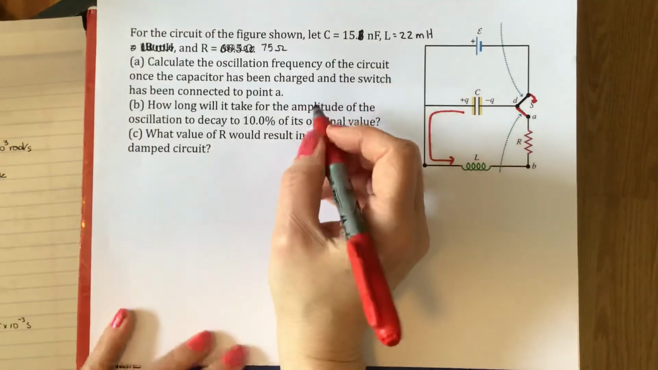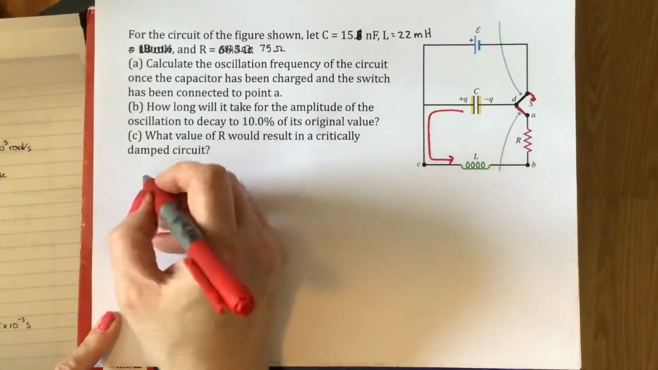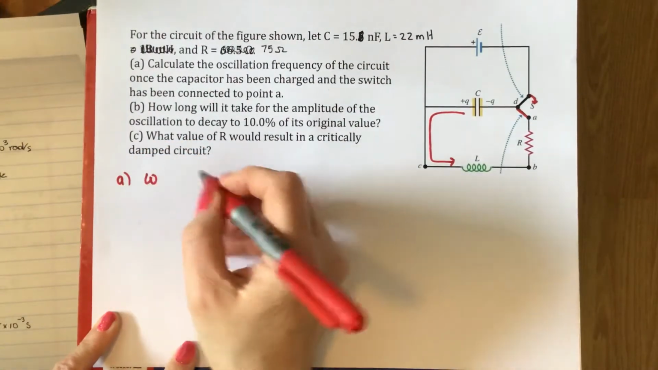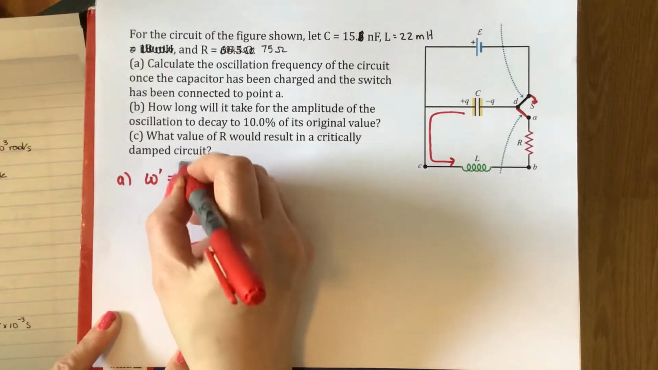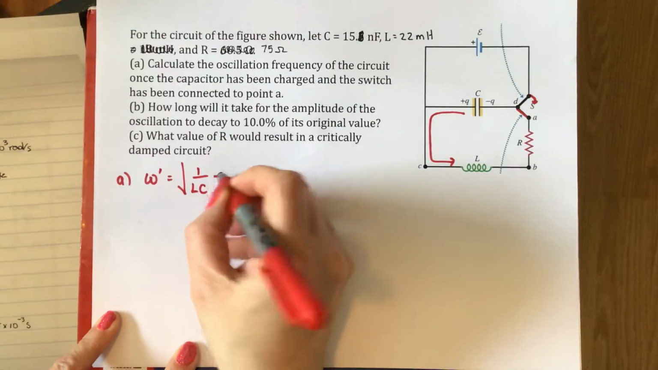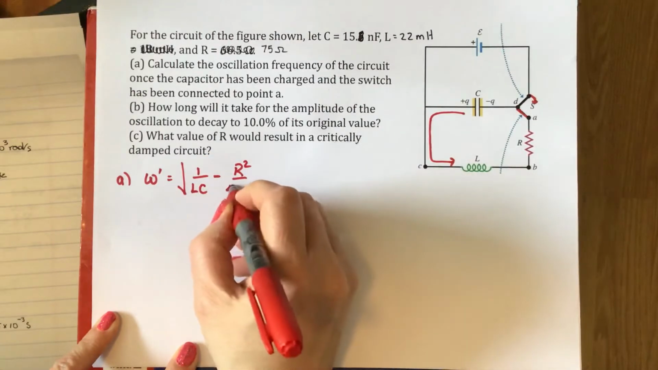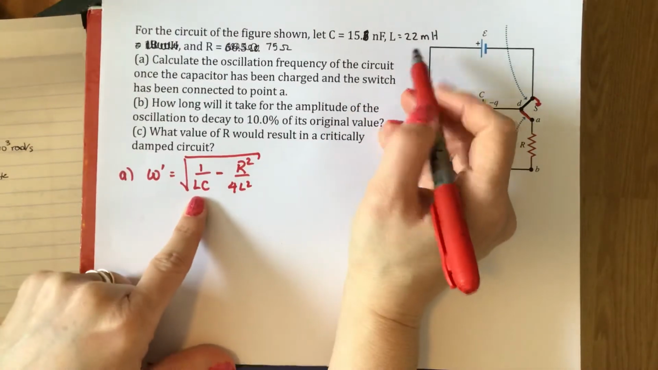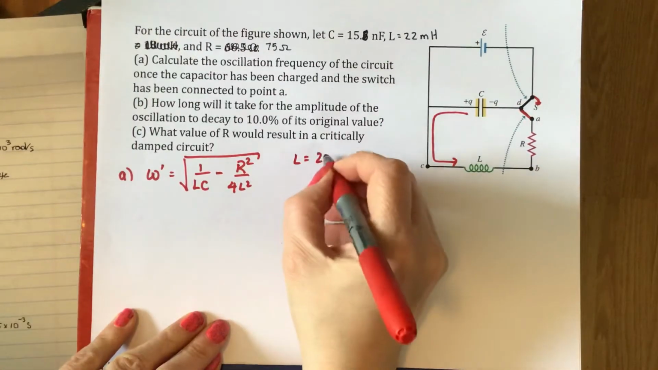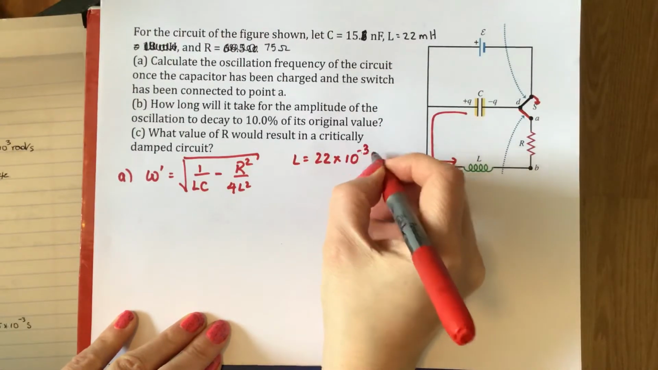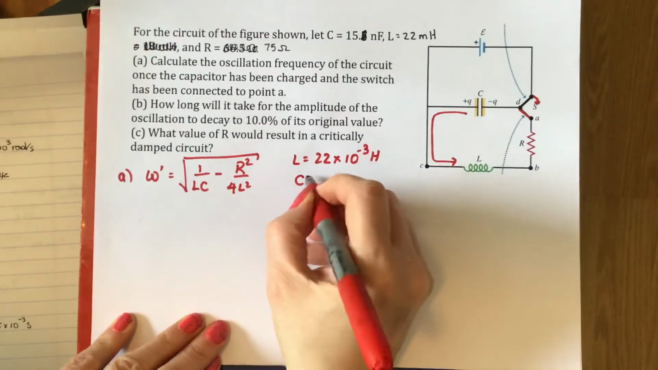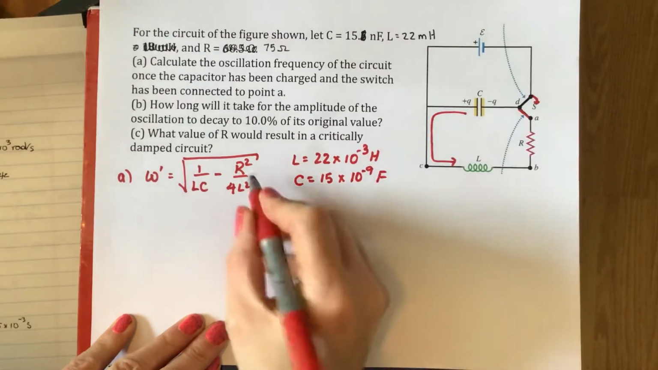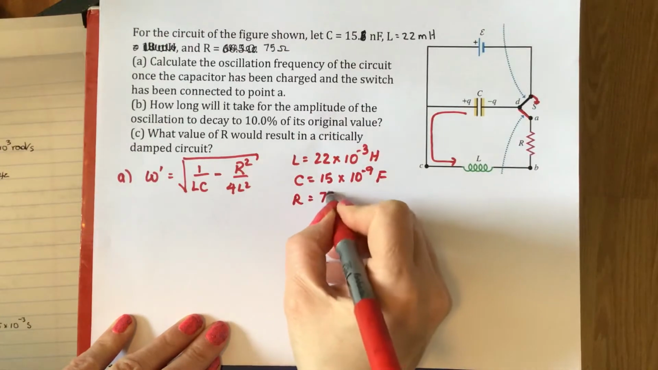The oscillation frequency we're going to calculate: we know that in these systems the angular frequency of the oscillation, omega prime, is 1 over the square root of LC minus R squared over 4L squared. So we'll put in L equals 22 times 10 to the minus 3 henries. C, the capacitance, is 15 nanofarads, times 10 to the minus 9 farads. R is the resistance, 75 ohms.